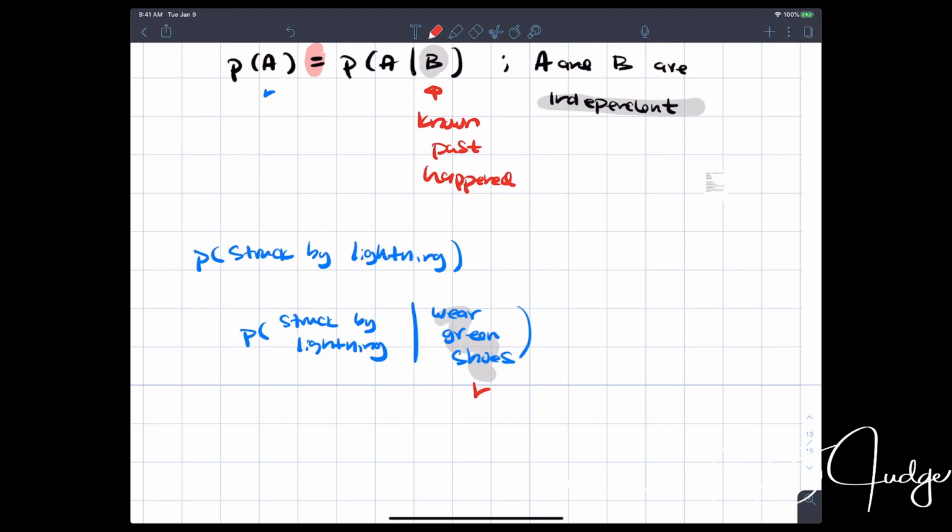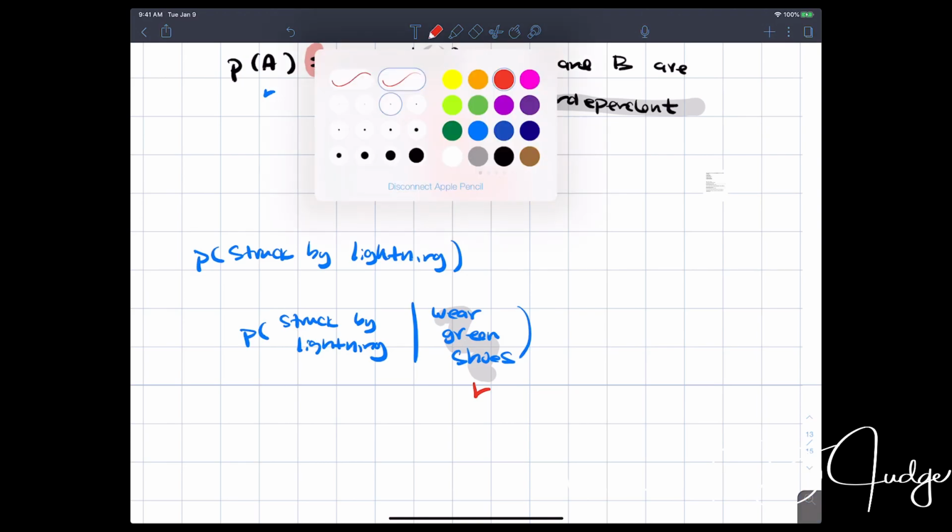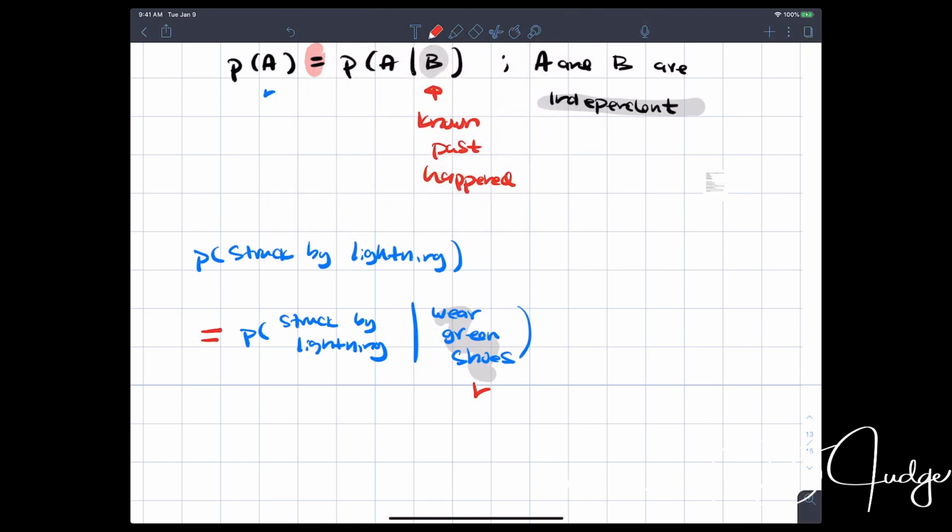Thank you, Annabelle. So, yes, here's my point. Ladies and gentlemen, this is a very important thing to know. The fact that you're wearing green shoes does not change the chance that you get struck by lightning. What we're saying is that the two events, being struck by lightning and wearing green shoes, are independent of one another. This is a classic example that I use.